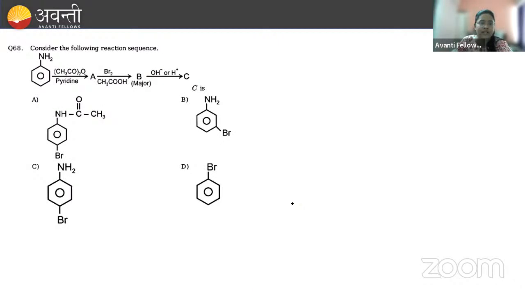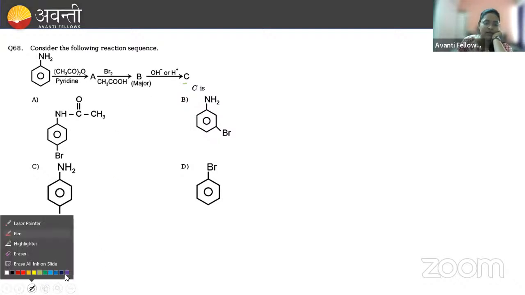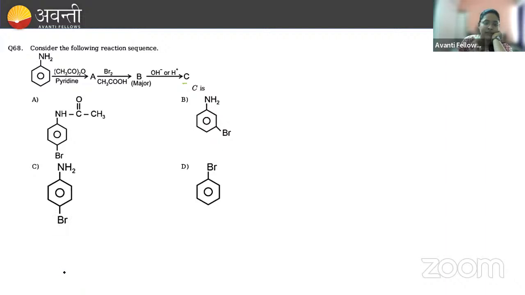Next, consider the following reaction sequence. Here we have one reactant molecule, and 3 arrows are given, and we need to find out C. What is the C answer? Can you tell me what C answer you have marked in the exam? A, B, C, D.